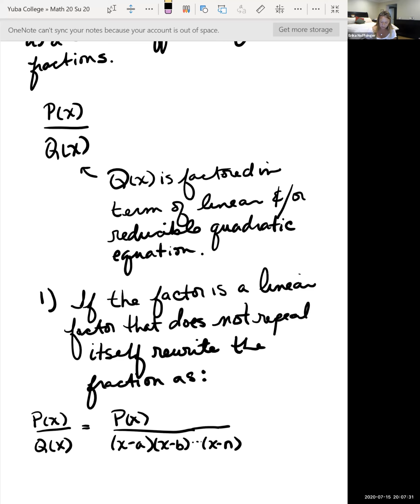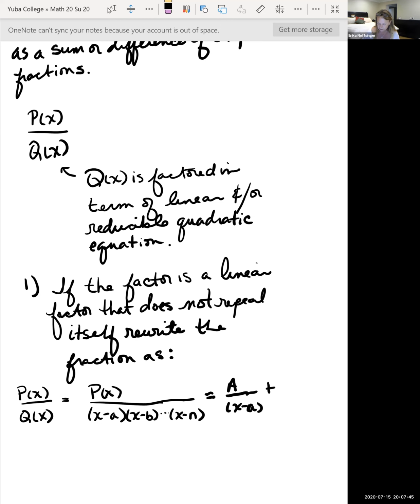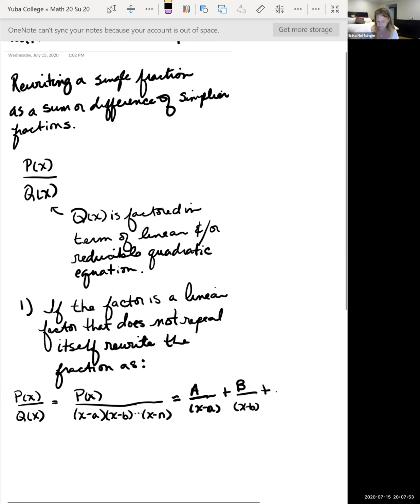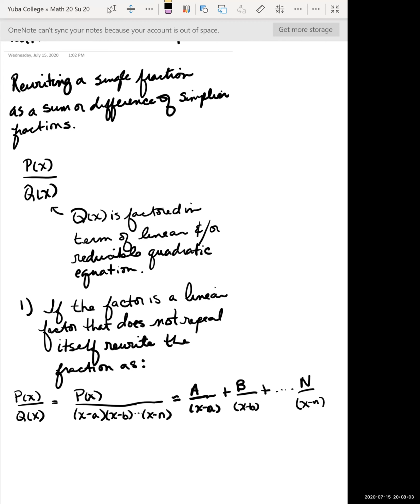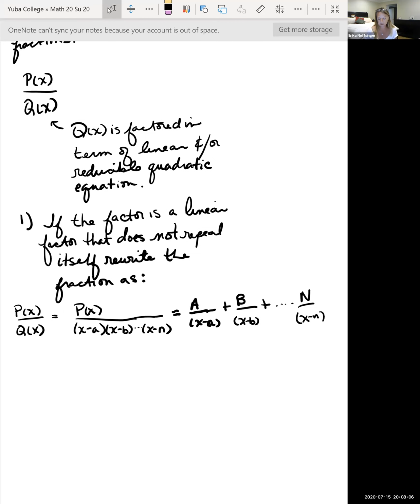Then how we're going to rewrite this is capital A over the first linear factor, x minus little a, whatever that factor was, plus B all over x minus little b, plus dot, dot, dot, capital N all over x minus n. Okay, so this is only if they're linear factors and not repeating themselves.